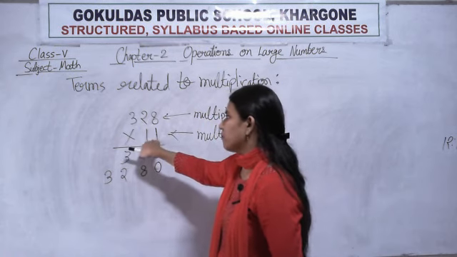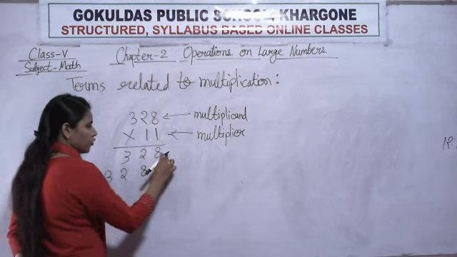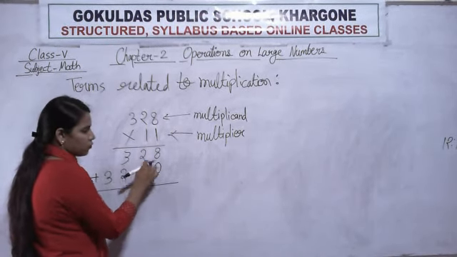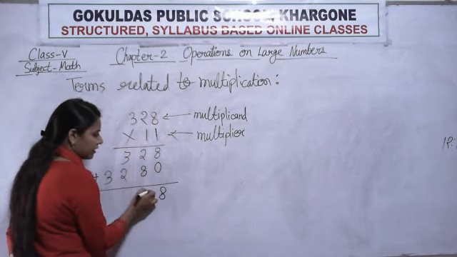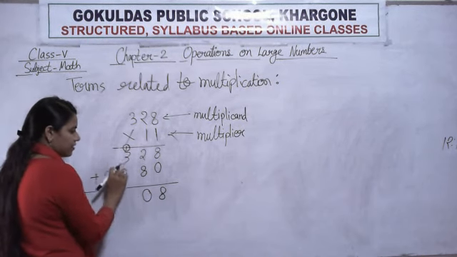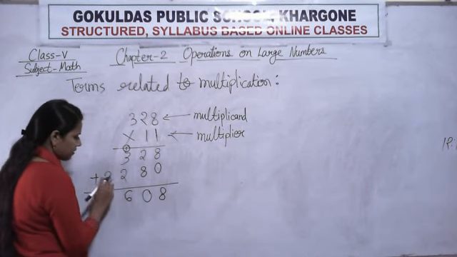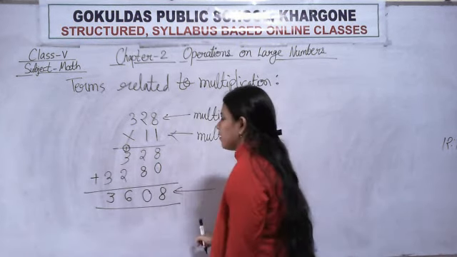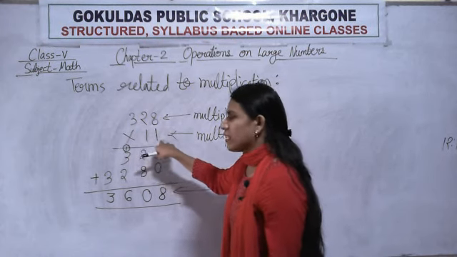Now you have done multiplication by both the digits. So what you will do? You will add both the partial products. 8 plus 0 is 8. 2 plus 8 is 10, so 0 here, 1 carry over. Now add these digits. 1 plus 3 is 4, and 4 plus 2 is 6, and this 3 as it is. So it is your final answer of 328 multiplied by 11.